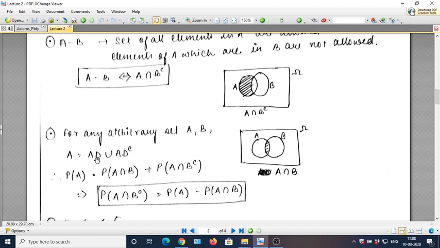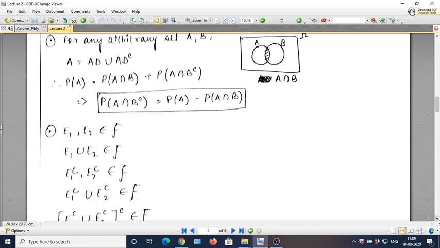So if you replace D with B, what we have here is A intersection B and A intersection B complement are two sets whose union leads to A, but they are disjoint, and from axiom 2 we can see that P of A is equal to P of A intersection B plus P of A intersection B complement, because these two are disjoint sets. From that we can write P of A intersection B complement as P of A minus P of A intersection B. So this result we will keep using in deriving some more laws.